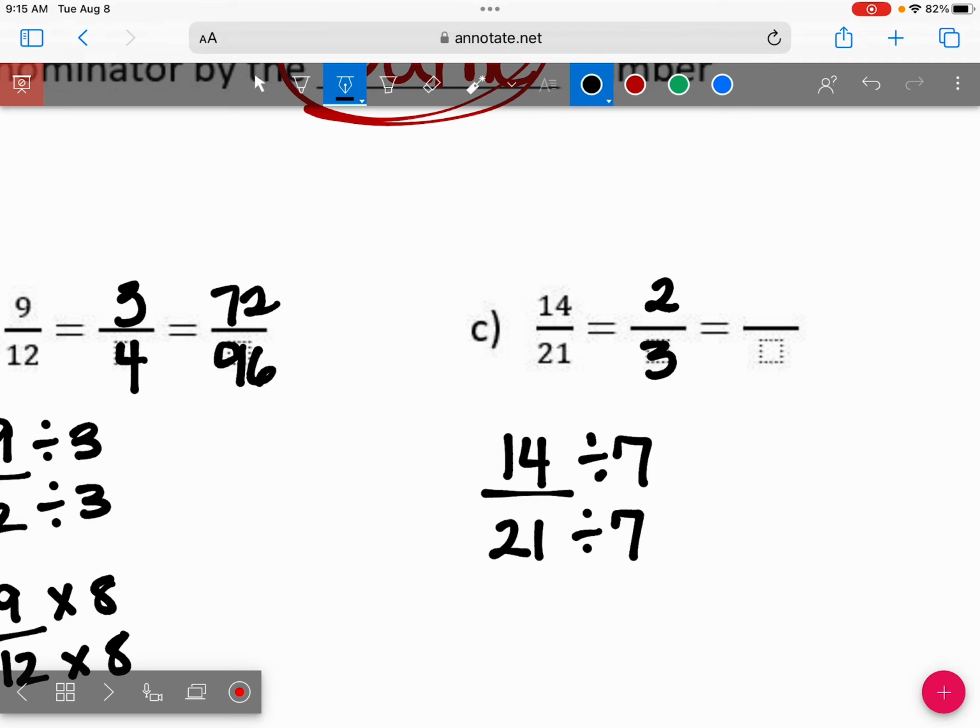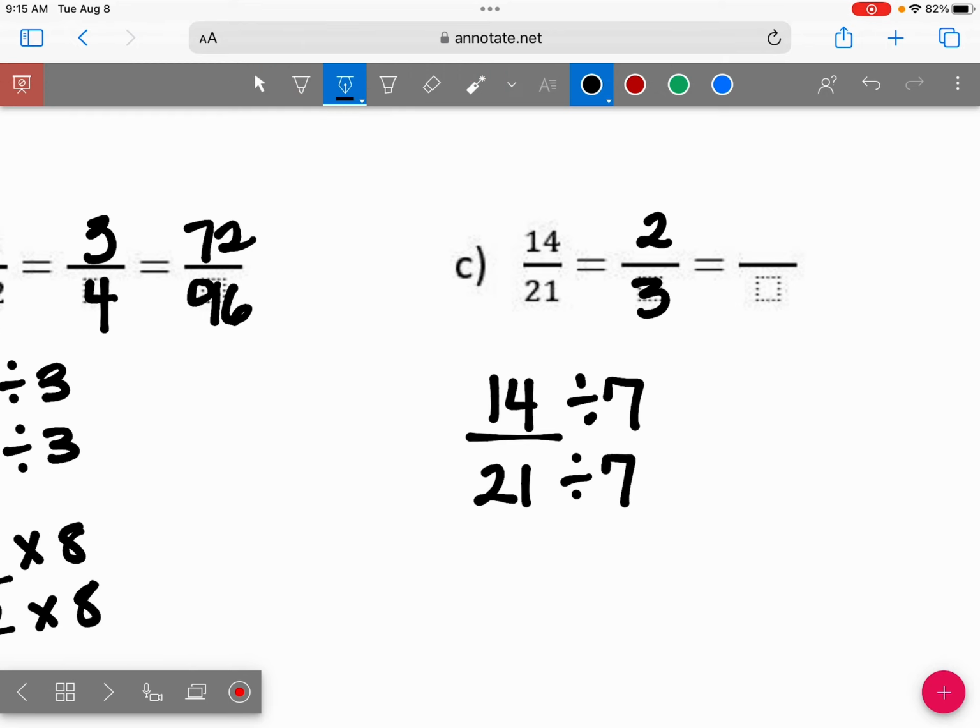All right, give me a number. Any number. Jaden Lewis, give me a number. 5. All right, so let's take that 14 over 21. And this time we're going to multiply it by 5. Again, as long as we're doing the same thing, it is equivalent. So let's go ahead and multiply them by 5 and see what you get.